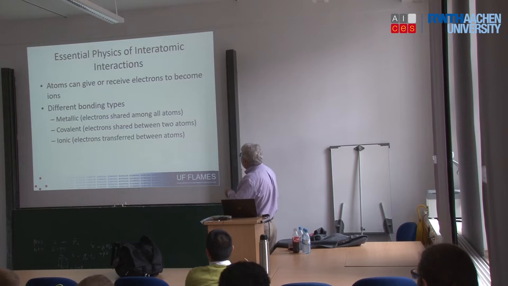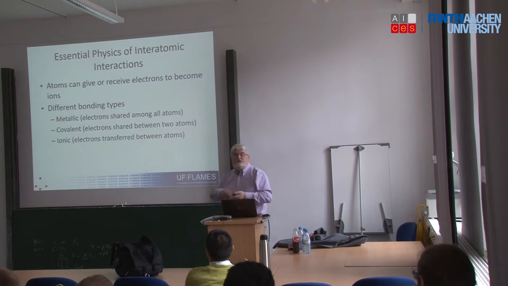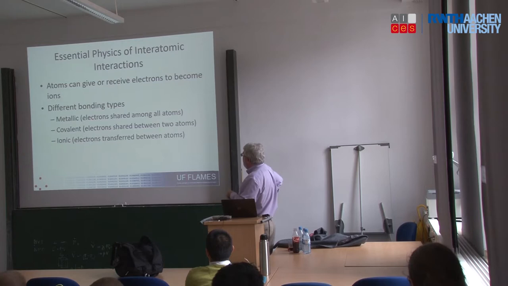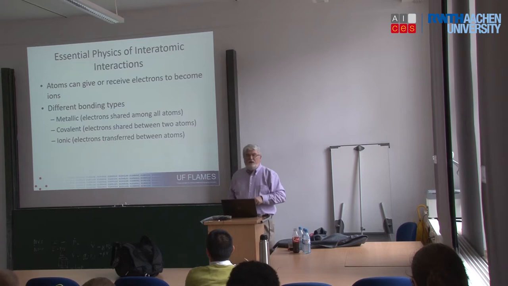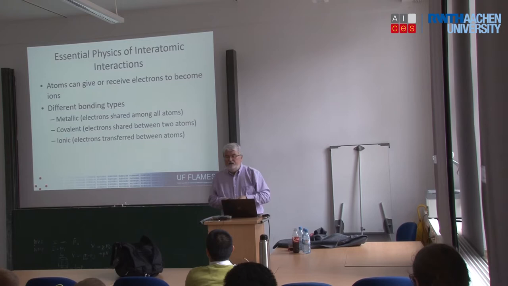So how do atoms give or receive electrons to become ions? We want to capture that. We want to allow that to happen autonomously, automatically, without us interfering. And so there are different bond types. Electrons are shared amongst all the atoms in metals. In covalent bonds, electrons are shared between two atoms. And in ionic bonds, electrons transfer between the atoms. We're not going to have the electrons, but we're going to have the basic physics that captures all of those effects embedded into our empirical form.